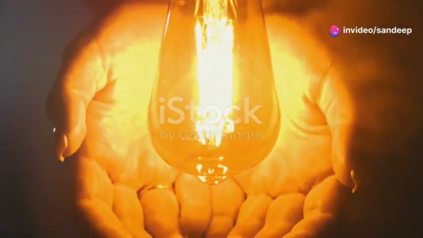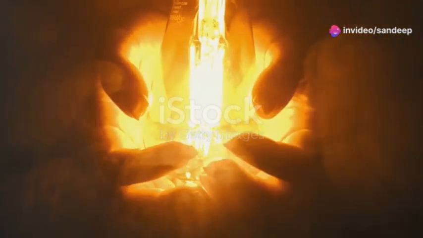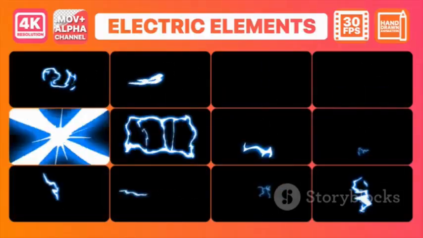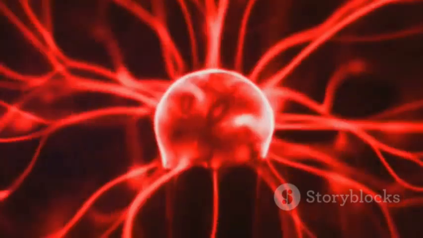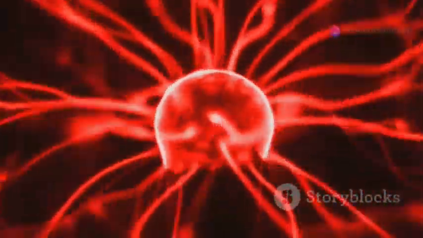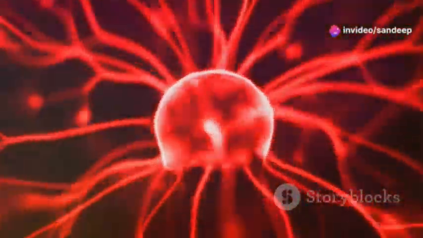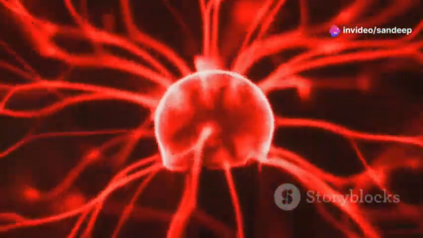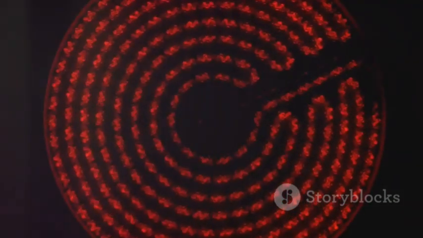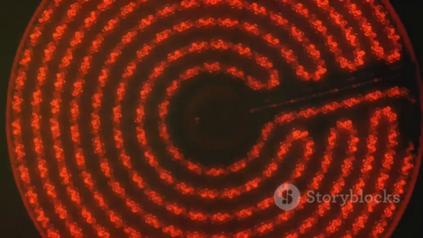Chapter 7, Heating Effect of Electric Current. Feeling the heat. Have you ever noticed that a light bulb gets hot when it's on? Or felt the warmth from an electric heater? That's the heating effect of electric current in action. When electrons flow through a conductor, they collide with the atoms of the material, transferring some of their energy. This causes the atoms to vibrate more vigorously, increasing the material's internal energy and therefore its temperature.